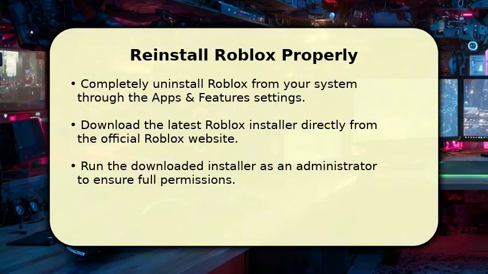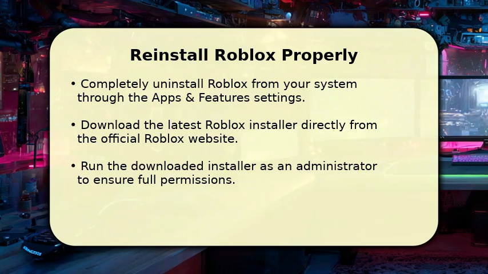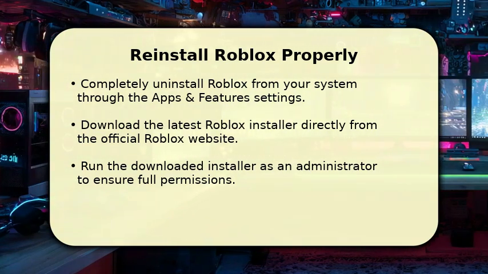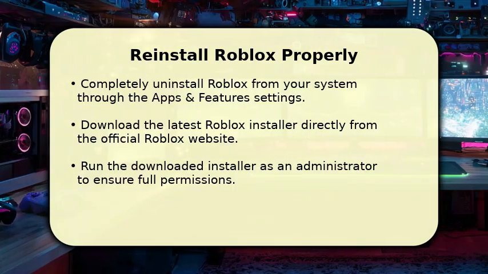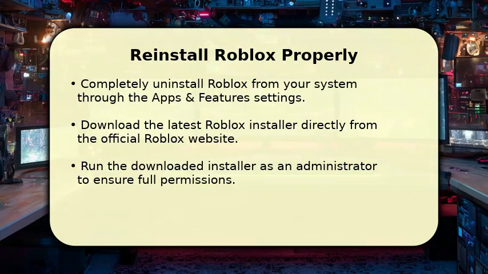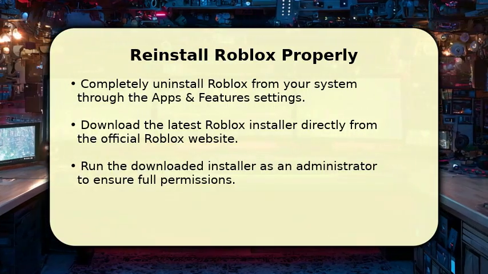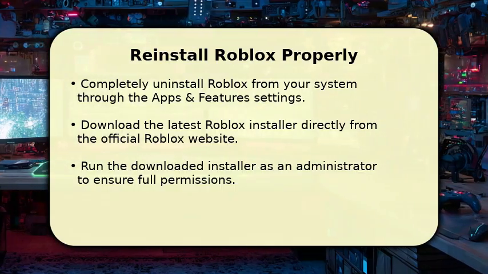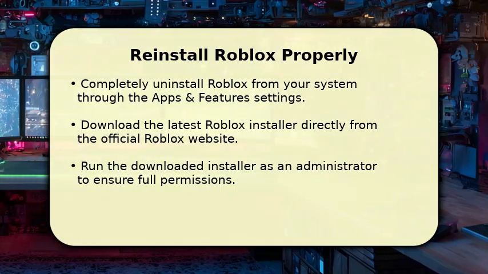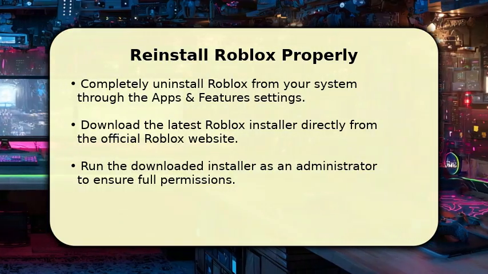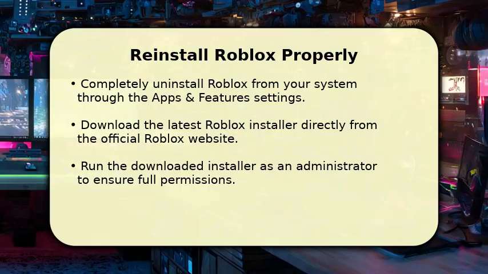If the previous steps haven't worked, a clean reinstallation is often the most effective solution. First, completely uninstall Roblox from your system using the Apps and Features section in Windows Settings. Then, visit the official Roblox website and download the very latest installer file. Crucially, when you run this new installer, right-click on it and select Run as Administrator to grant it all necessary permissions for a smooth installation process.